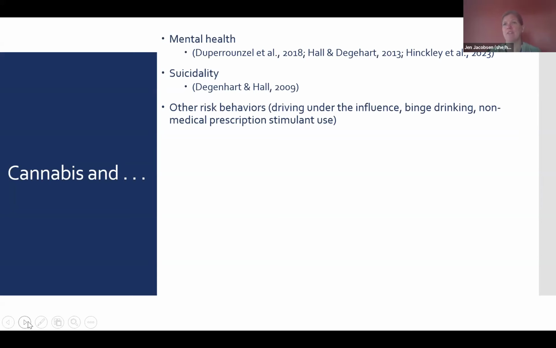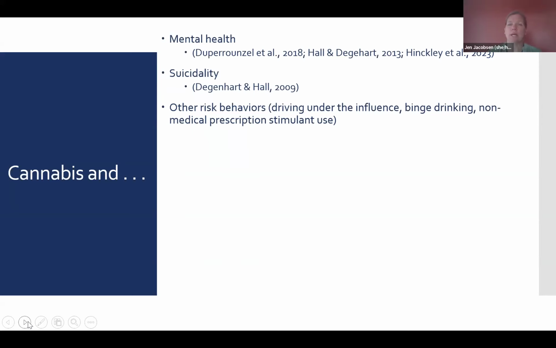Other risk behaviors, driving under the influence. In the national data, there's about the same percentage of folks who may be driving under the influence of cannabis as are driving under the influence of alcohol. We're seeing in those states with early legalization that the traffic fatalities of driving under the influence of cannabis have rapidly caught up to those driving under the influence of alcohol. One of the most successful public health campaigns of the last 50 years, Friends Don't Let Friends Drive Drunk. Public health hasn't caught up yet with the Friends Don't Let Friends Drive High.